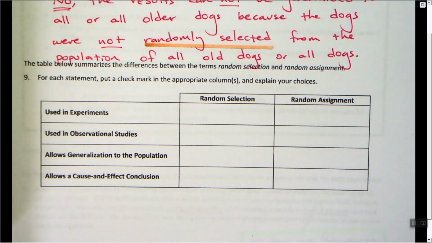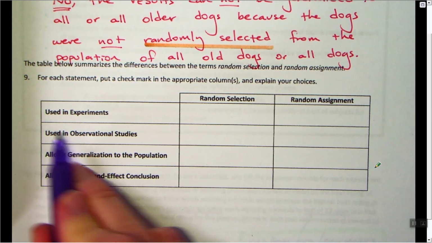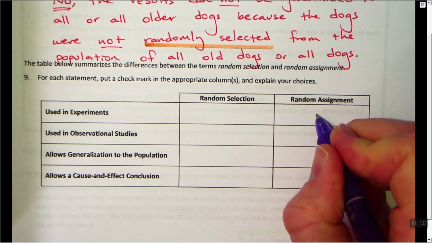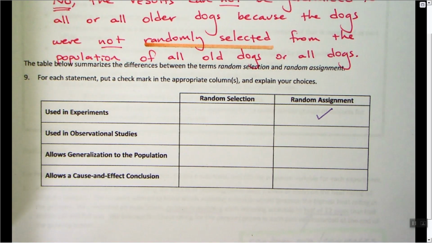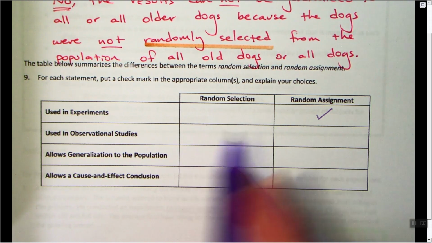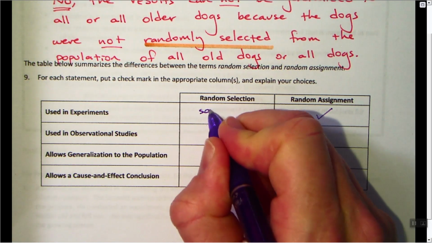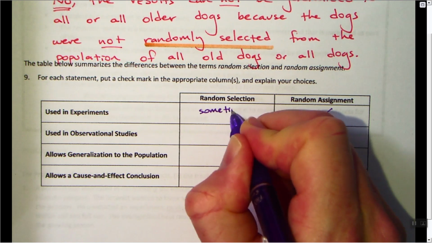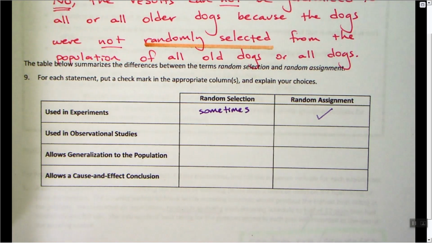For each statement, put a check mark in the appropriate column or columns and explain your choices. Okay, so which are used in experiments? Well, definitely random assignment is used in experiments. Now, can random selection be used? The answer is sometimes. If it is used, then we can generalize to the entire population. So sometimes it's used in experiments.